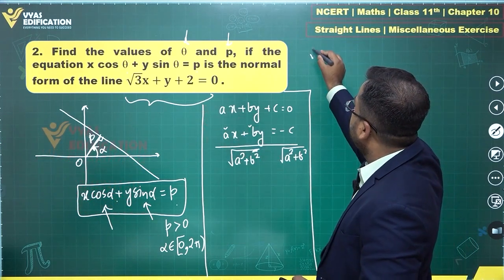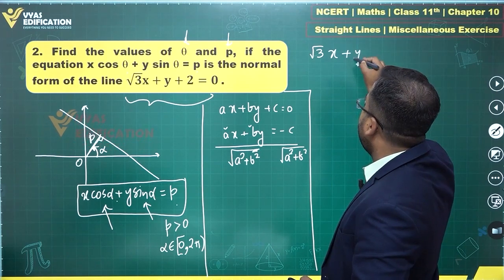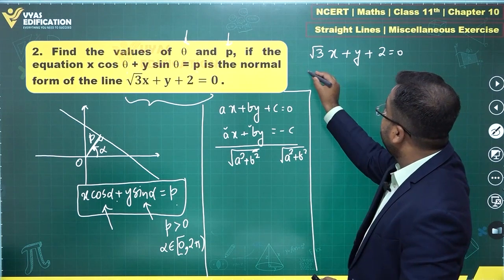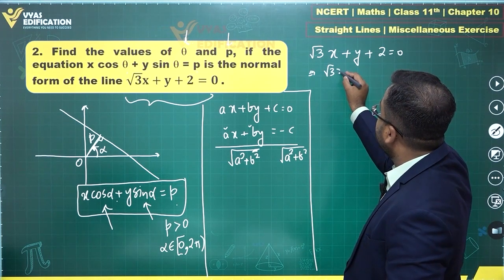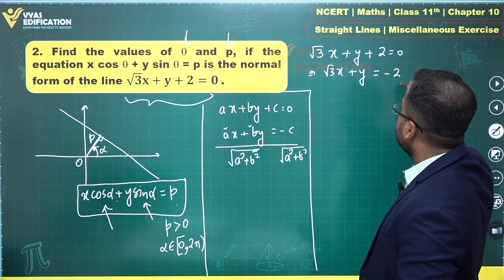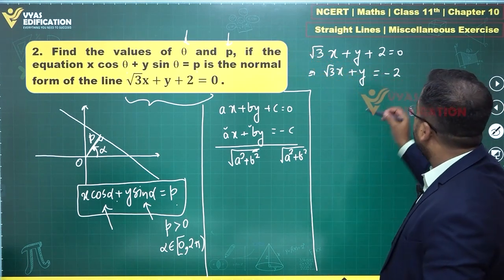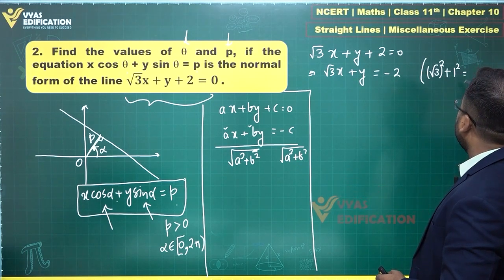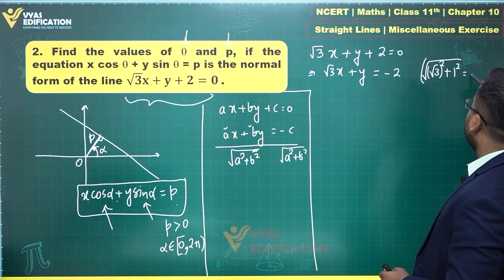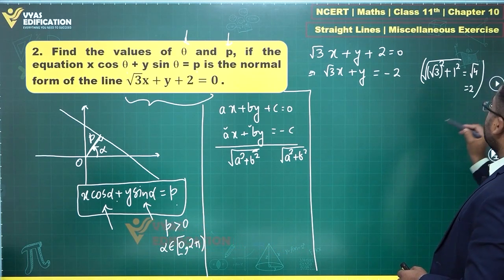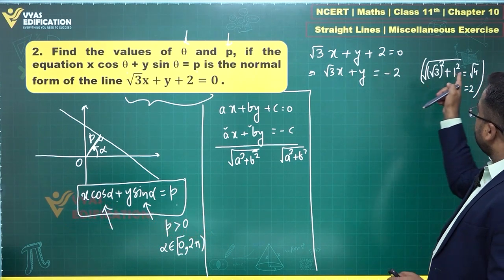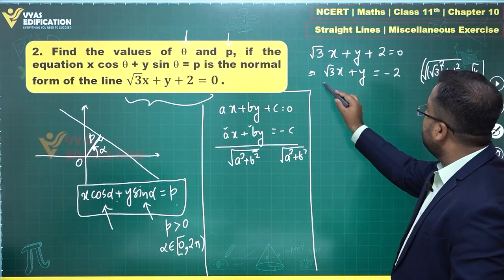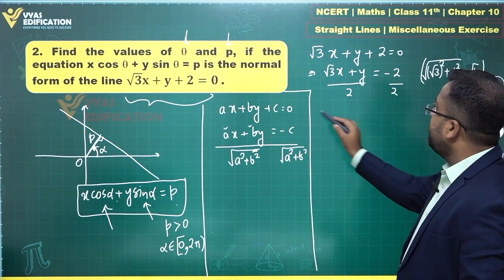Let's take a look at this one. This is root 3 x plus y plus 2 equals 0. The first thing that I'll do is take the 2 to the right hand side. This becomes root 3 x plus y equals minus 2. Next, root 3 square plus 1 square is equal to what? 4, and the square root of 4 is simply 2. So since a square plus b square is 4 and the square root of a square plus b square is 2, I'll divide by 2 on both sides.